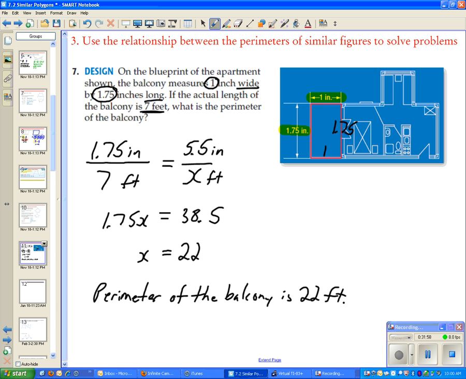All right, that last problem is a little more difficult, and that's kind of even a difficult problem for that kind of problem. Going from a blueprint to an actual thing is a little more difficult than seeing two figures side by side. One of them you can add up and get the perimeter, the other one you got to figure out.